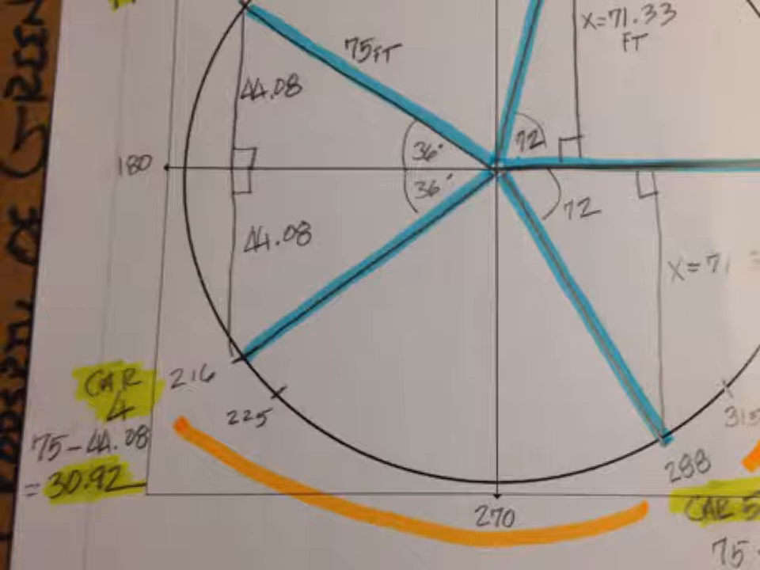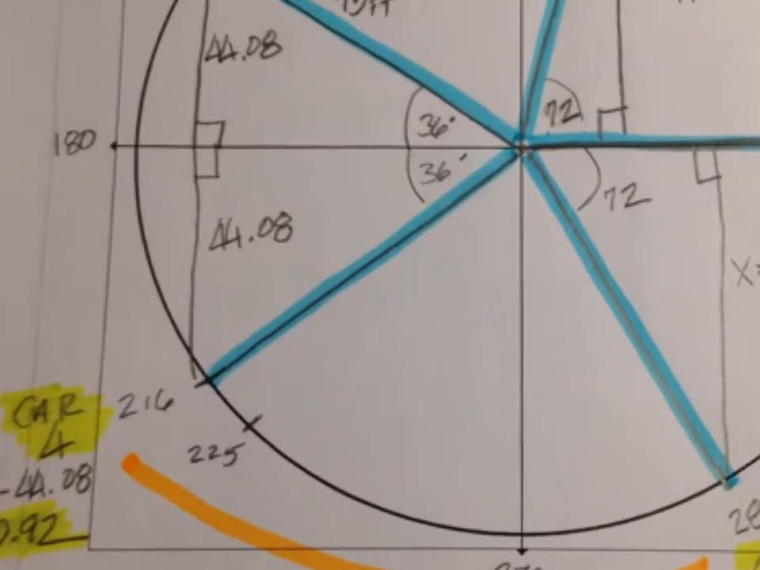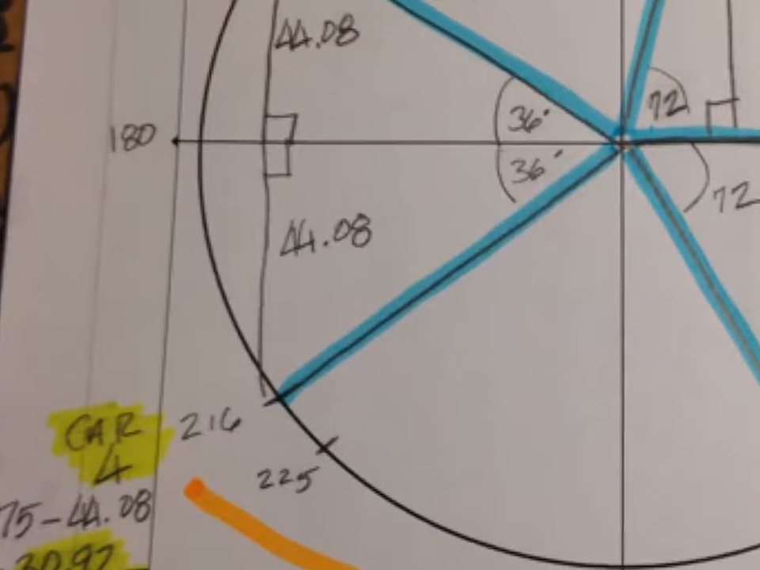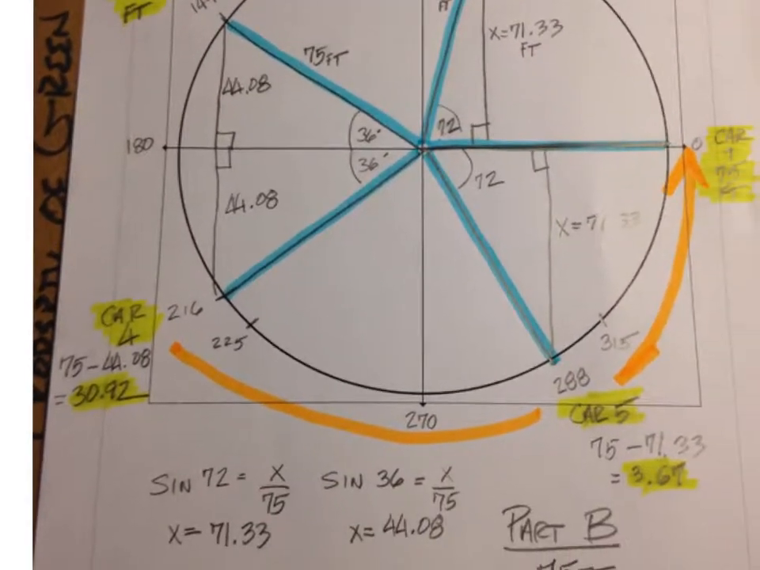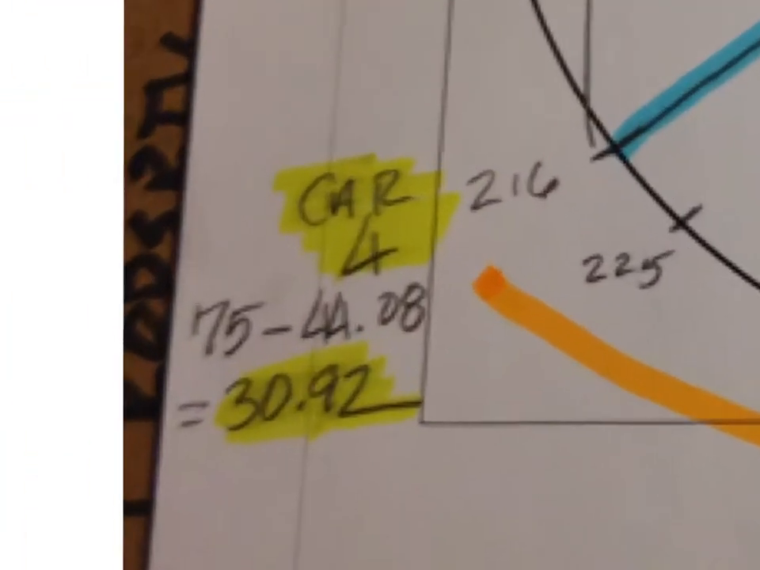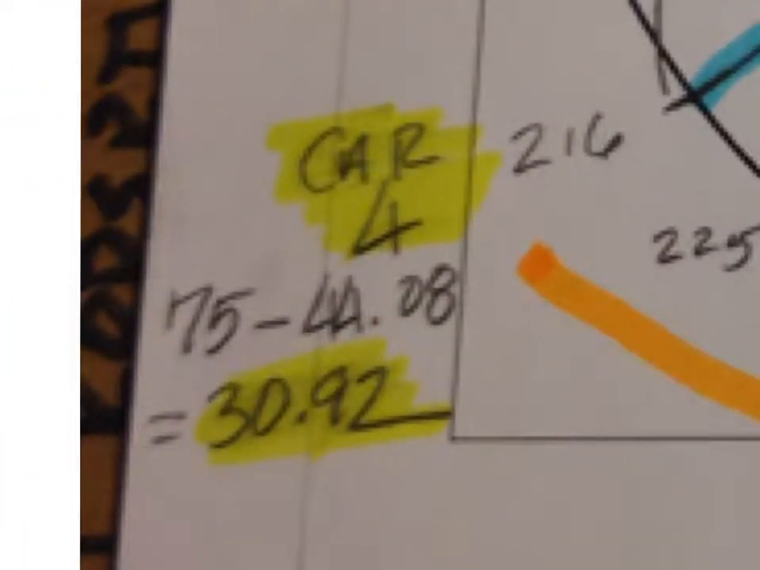Car 4, luckily enough, has the same degree measurement, 36. That's between 180 and 216. So sine of 36 degrees equals x over 75. You get the same value, only this time you're going down on the Ferris wheel, so you must subtract this value from 75, like we did here, and get 30.92.